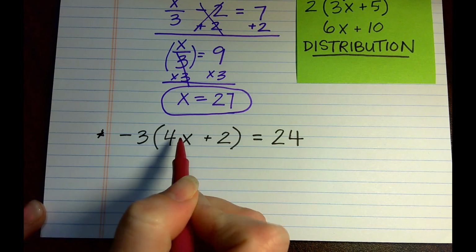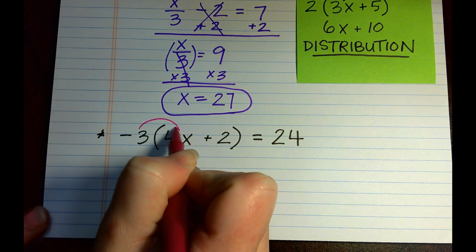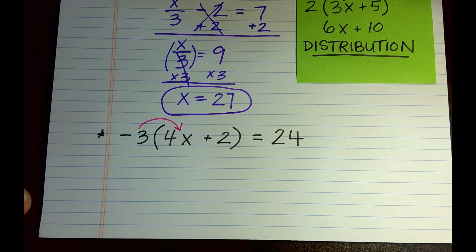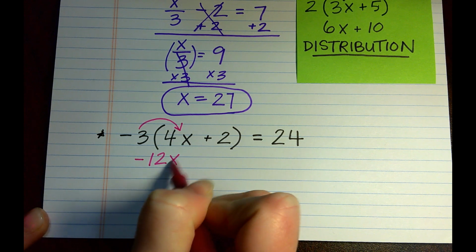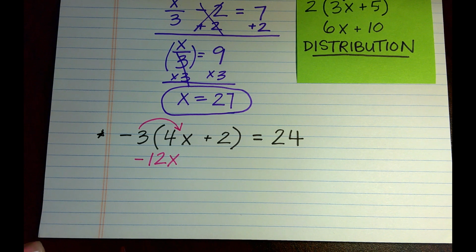Negative 3 times 4x. What's that going to give me? Negative 12x. Good. Negative 12x. And what do I do next? You distribute the negative. Yes, it will be -6.